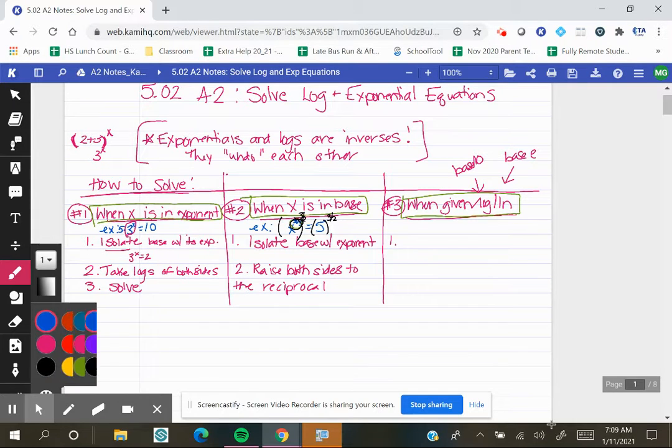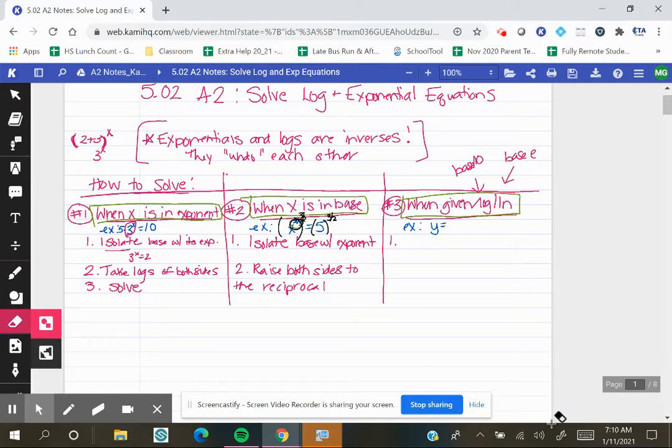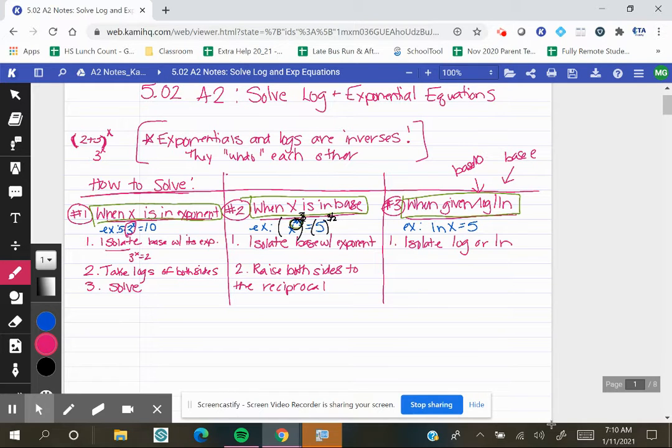So an example here might be ln of x equals 5. So first thing you're going to do again is isolate the log or ln in this case. So my ln, you're taking the ln of x, but there's nothing being added or subtracted to it, so nothing to isolate in this particular problem.